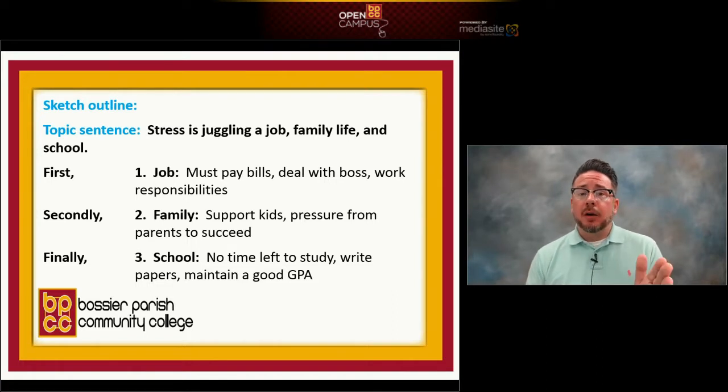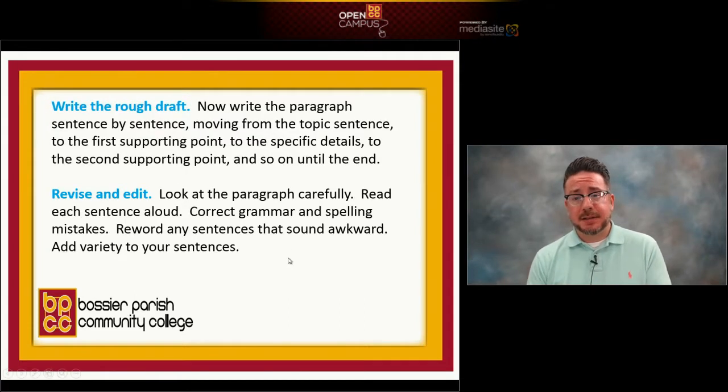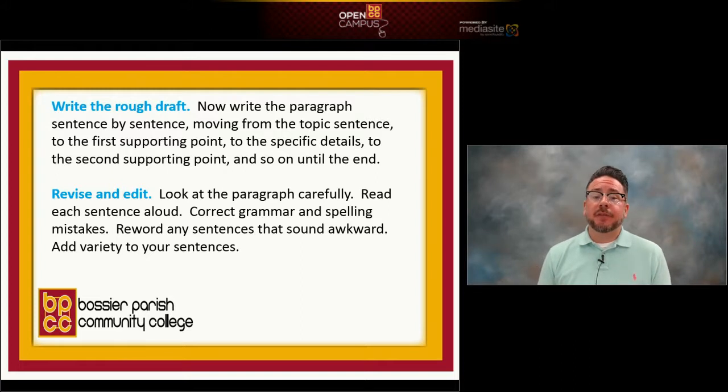So now, what I'm going to do is I would either print this or keep this next to me on a different screen, and I'm going to open up a Microsoft Word document and start writing my rough draft, going sentence by sentence, starting with the topic sentence, then the first supporting point, then I'm going to add a sentence or 2 of specific details about the first supporting point, then move on to the second supporting point and do the same thing until I have finished my rough draft. Now, remember that we're not done. Once we write the rough draft, we're not finished because we still have to revise and edit.